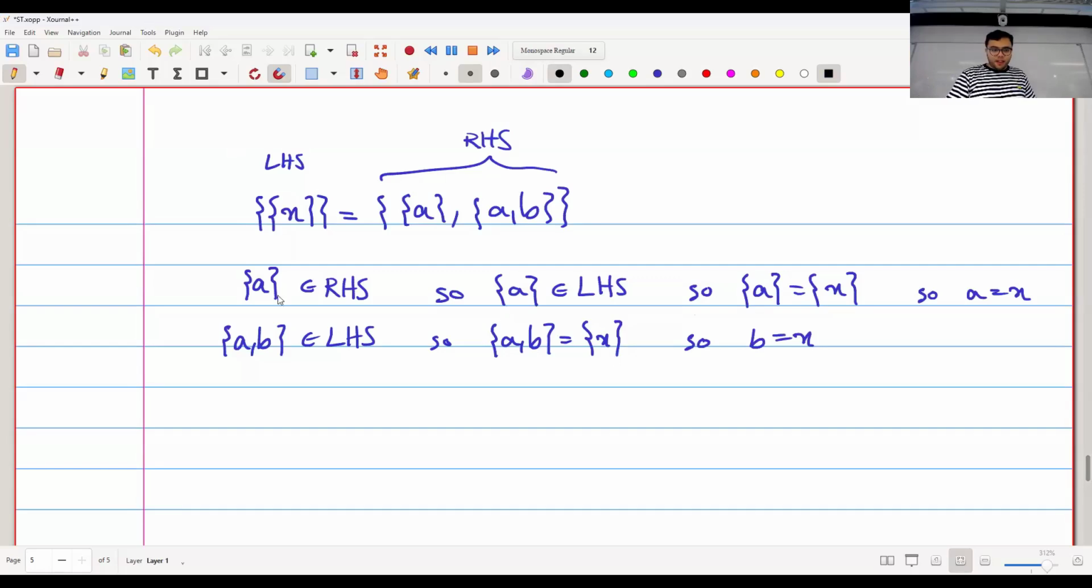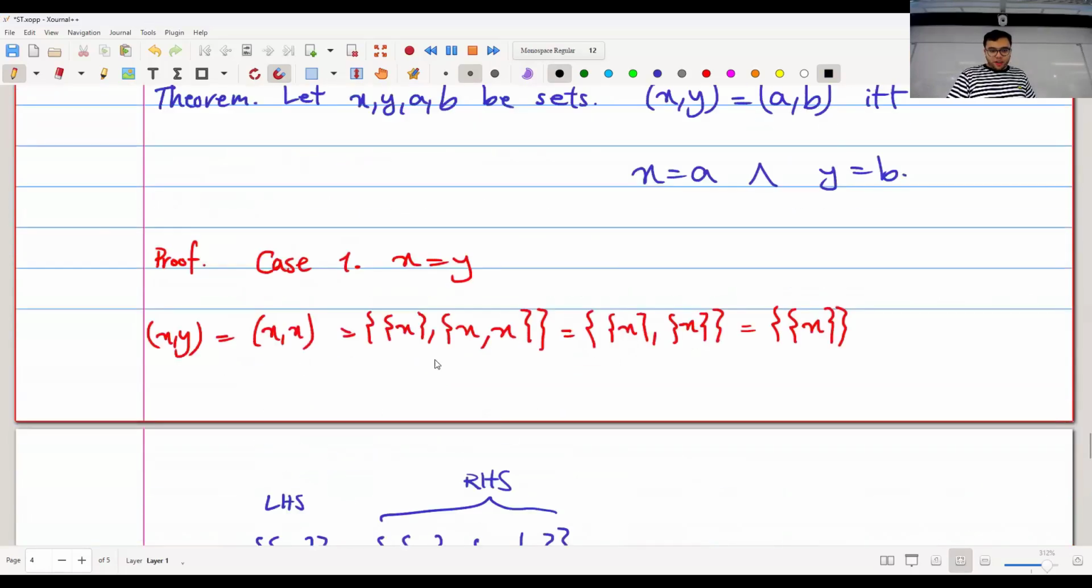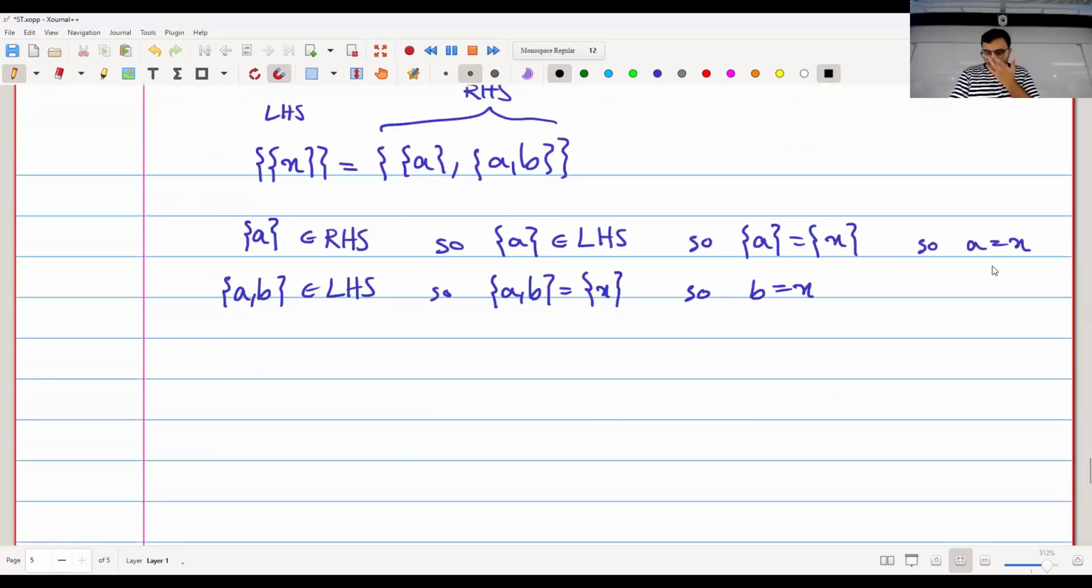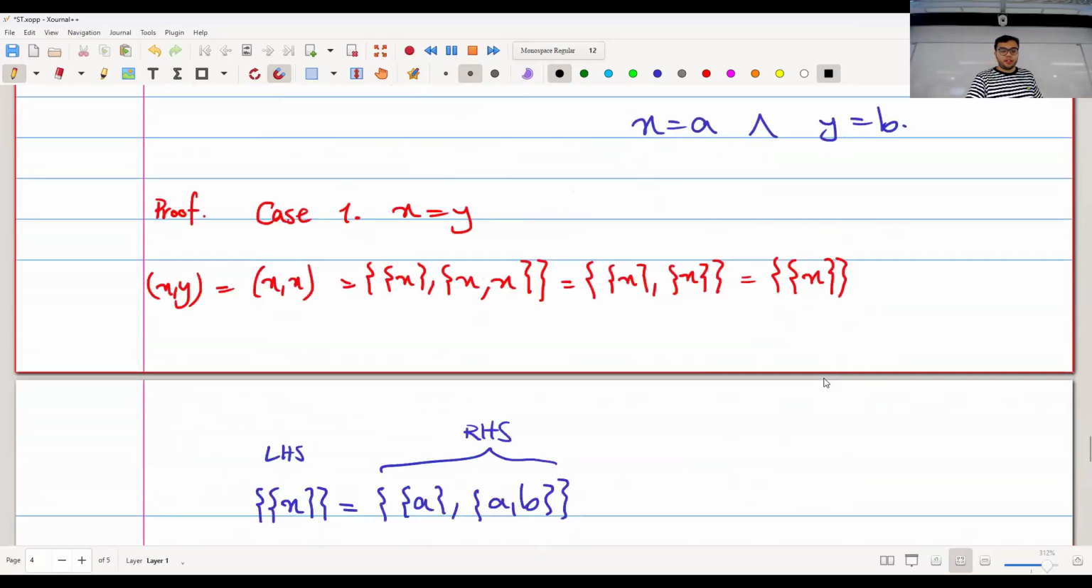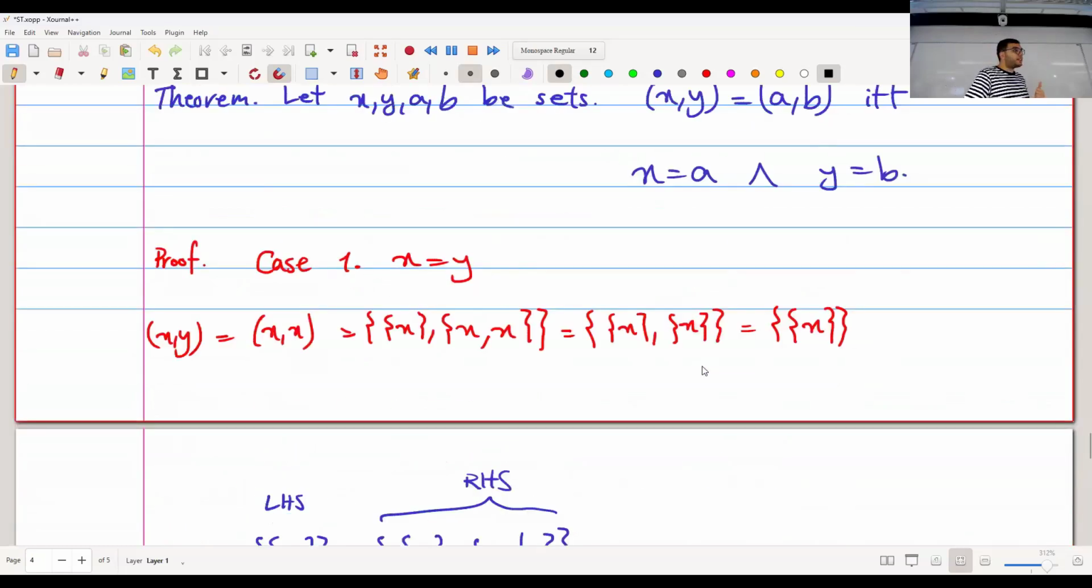So I know that X is equal to Y, but now I have that X is equal to A and B as well. So I got that X is equal to Y is equal to A is equal to B. All of them are the same, right? And of course, I just needed this one. I just needed to say X is equal to A and Y is equal to B. So in the case when X is equal to Y, I have a proof.